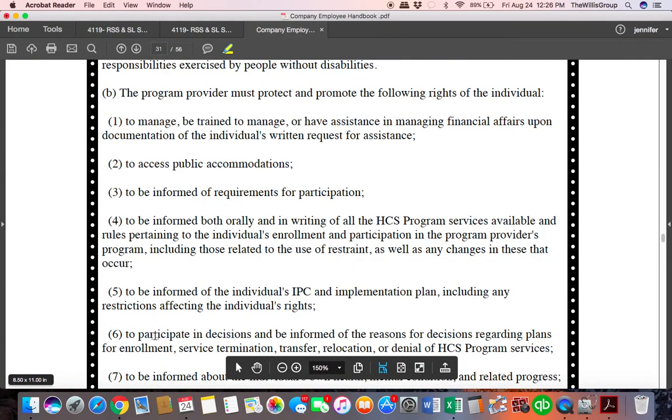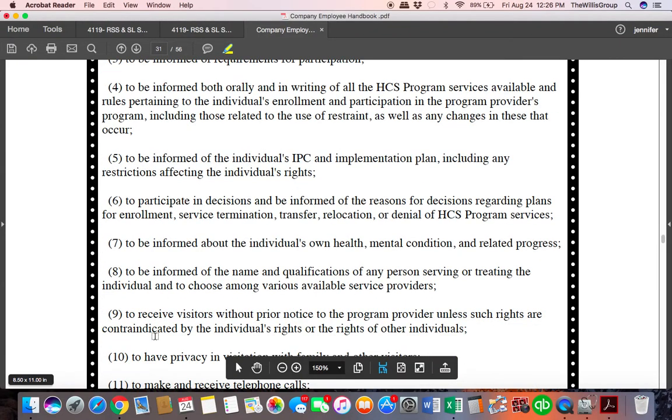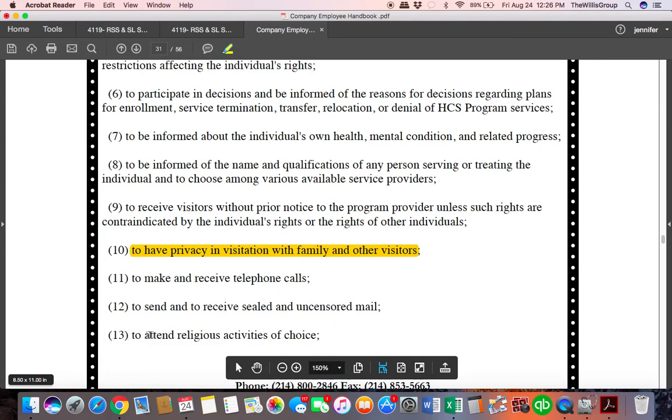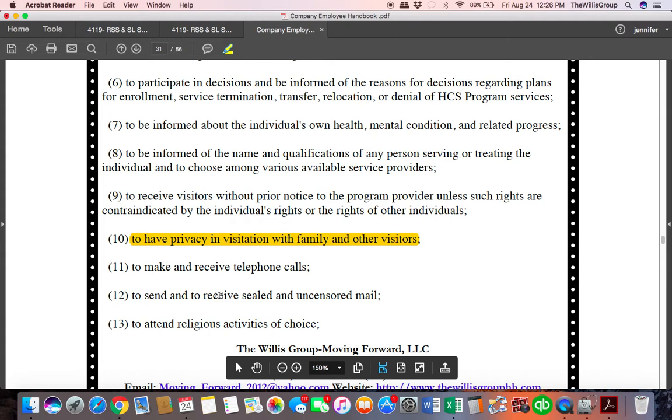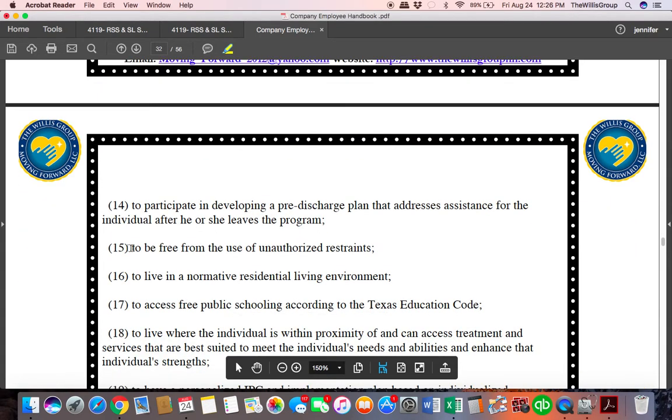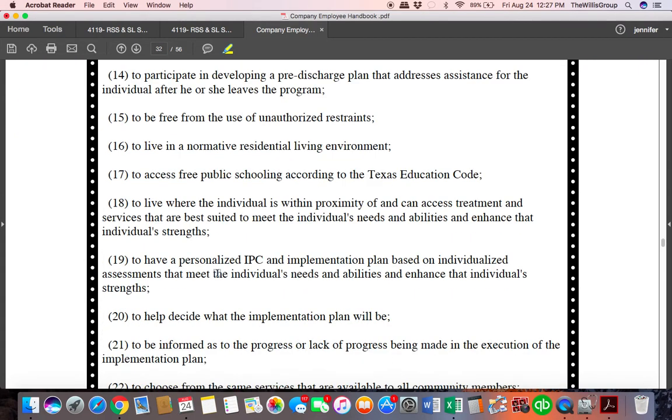For an example, you'll see on here that an individual, number 10, has the right to have privacy in visitation with family and other visitors. They have the right to make and receive telephone calls, the right to send and receive sealed and uncensored mail, the right to attend religious activities of choice, and the list continues on. Also, like number 15, to be free from the use of unauthorized restraints. And then it goes on.